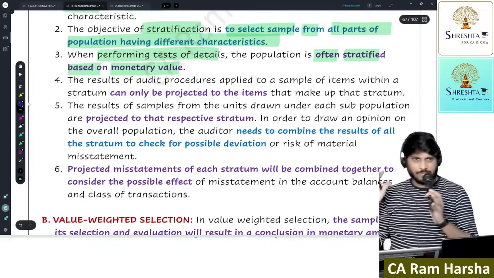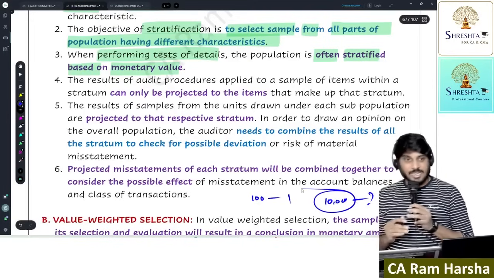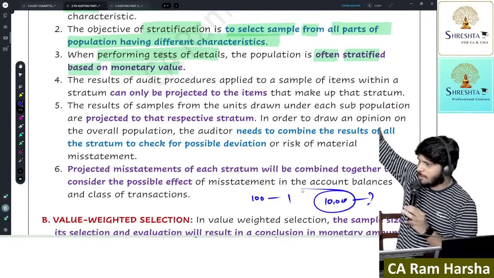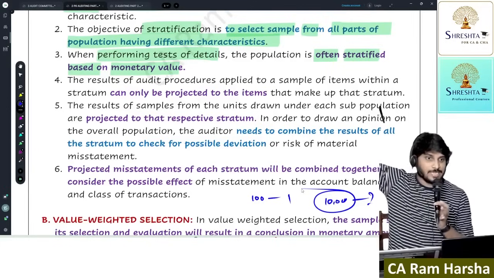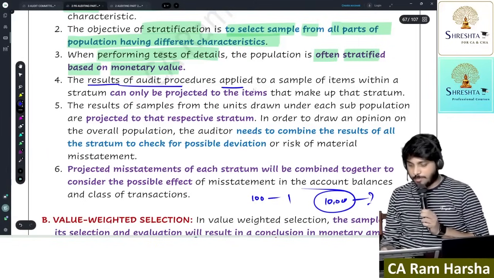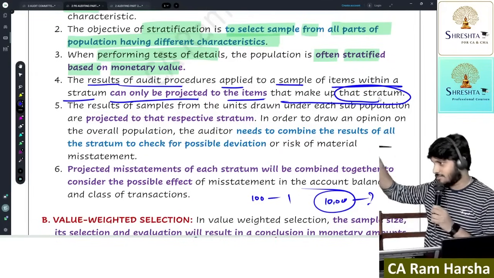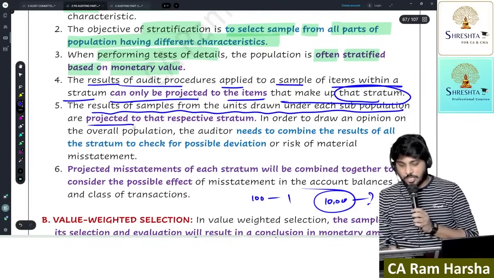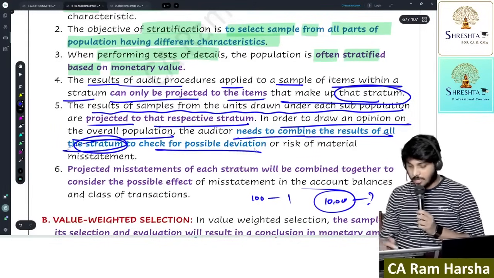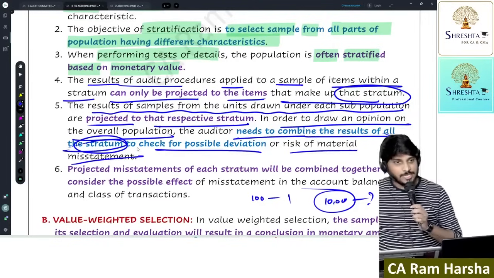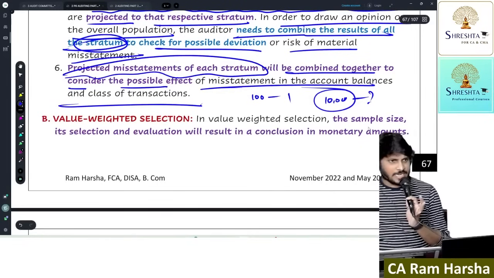Generally in sampling, suppose out of 100, 1 mistake is there. Out of 10,000, how many? This is what projection means. But when we divide this 10,000 into subparts, projection should be made for each subpart, and the total projection we should make to the population. So the results of audit procedures applied to a sample within a stratum can only be projected to the items that make up that stratum. Finally, in order to draw an opinion on the population, the auditor needs to combine the results of all the strata to check possible deviation and the risk of misstatement in the whole population. So the projected misstatement of each stratum will be combined to consider the possible effect of misstatement in the actual account balance or the transaction, which is the population.